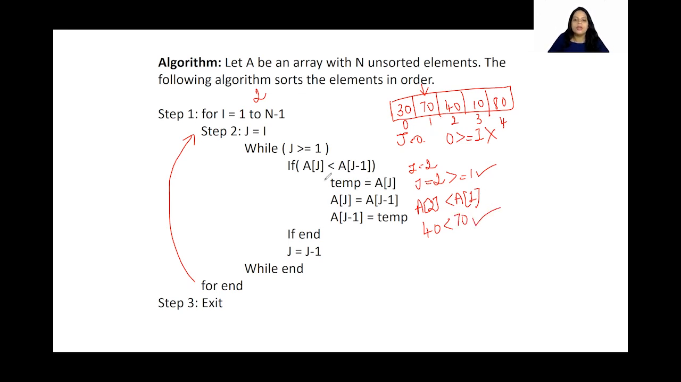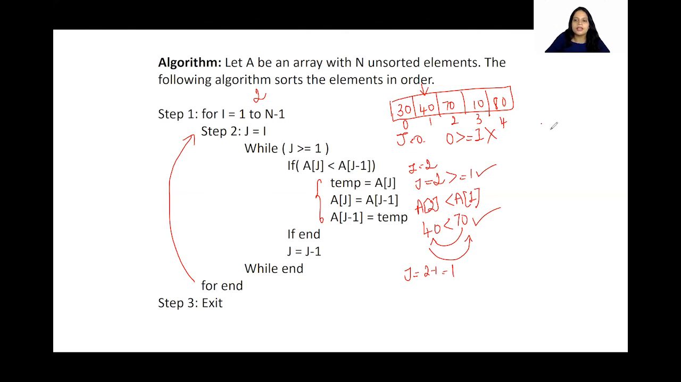Then what are we going to do? We are going to use this code to swap. So 70 is going to come over here, 40 is going to come over here. So once we execute these three lines of code, our new values are going to be 40 and 70. Right. Now next, if ends and j is going to become j minus 1 again. So j is equal to j minus 1, which is 2 minus 1, which is equal to 1.